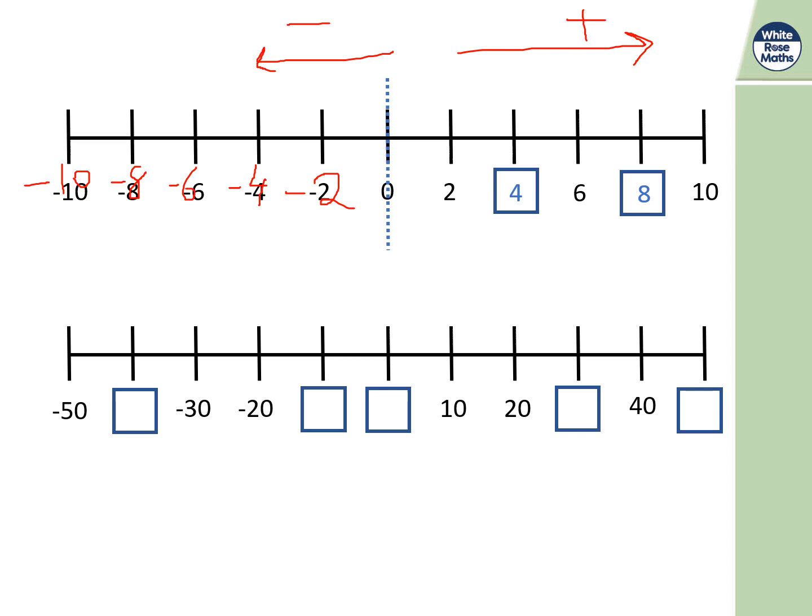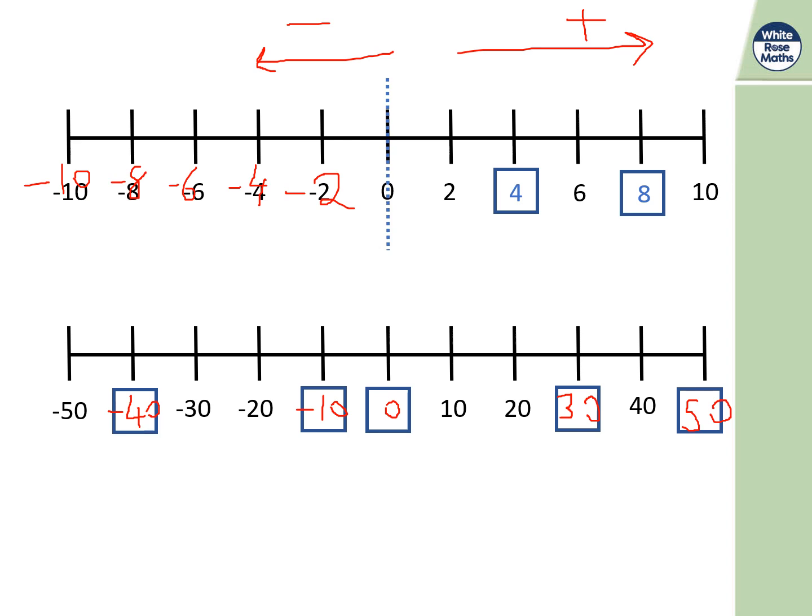Fill in the gaps here. So minus 50, then it'll be minus 40, because it's going up in tens going this way: minus 30, minus 20, minus 10, then it'll be 0, then 10, 20, 30, 40, and 50. So that's how our number line works.